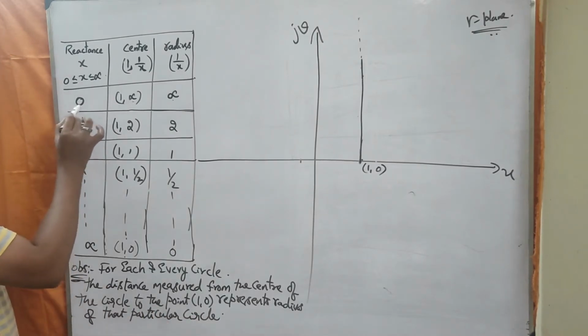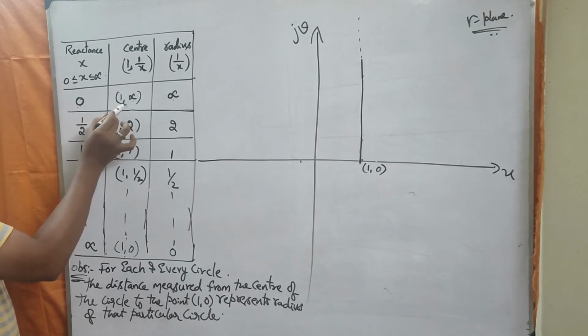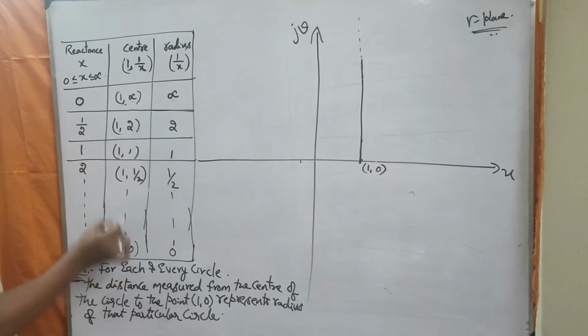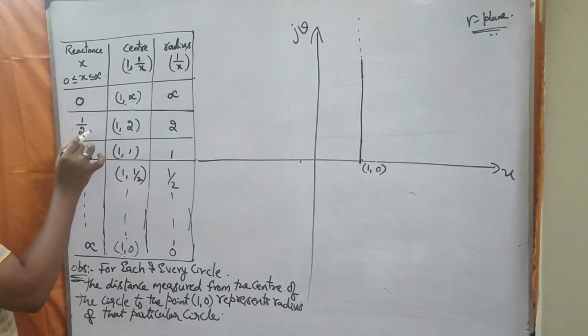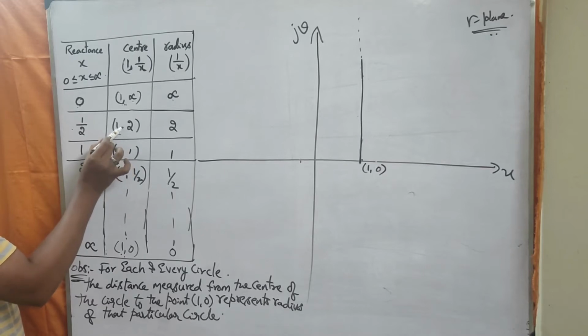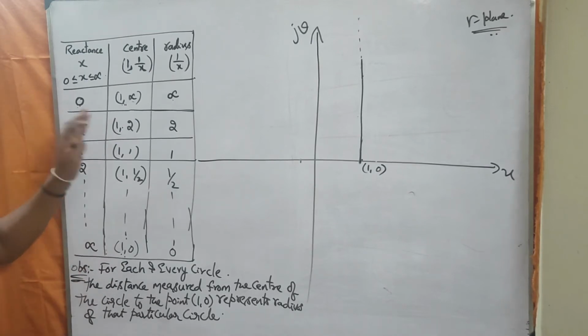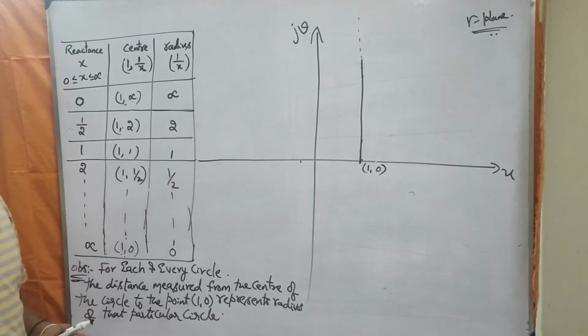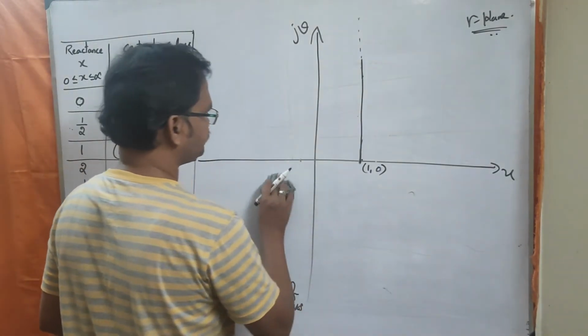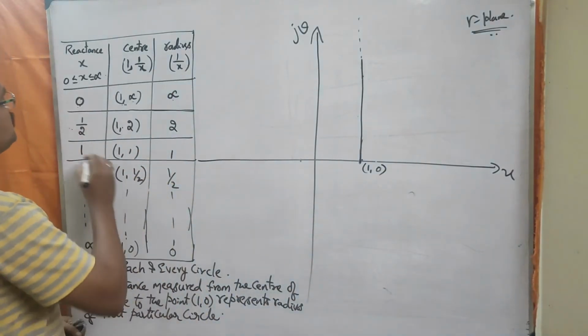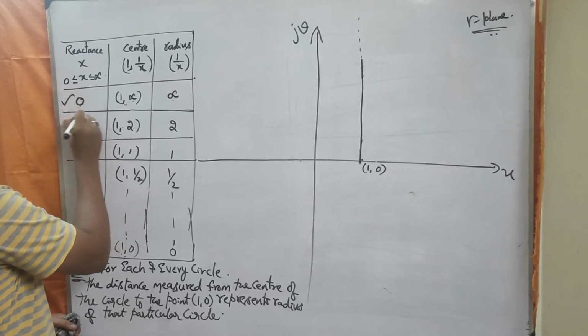So for x is equal to 0, its center is 1 comma infinity, and the distance from the center to 1 comma 0 represents the radius of the x is equal to 0 circle. For the x is equal to 1 by 2 circle, its center is 1 comma 2, so the distance from this center to 1 comma 0 represents the radius of the x is equal to 1 by 2 circle. Once you get familiar with these observations, it is going to be very simple to draw these constant reactance circles on the gamma plane. So first we try to represent the x is equal to 0 circle.